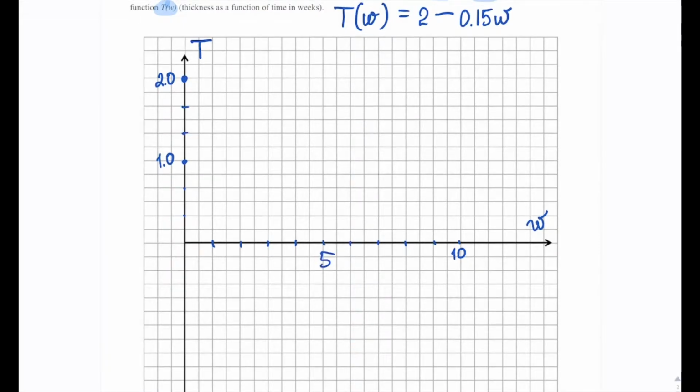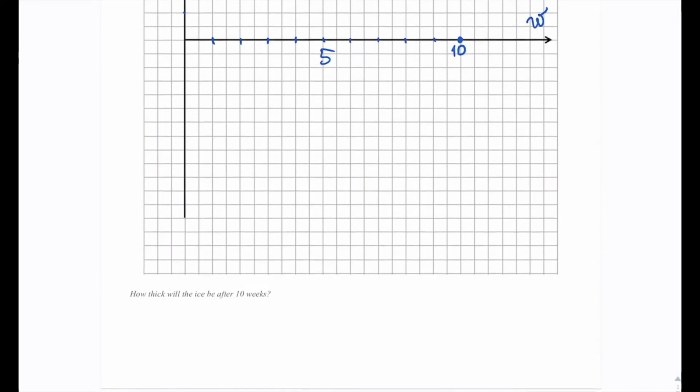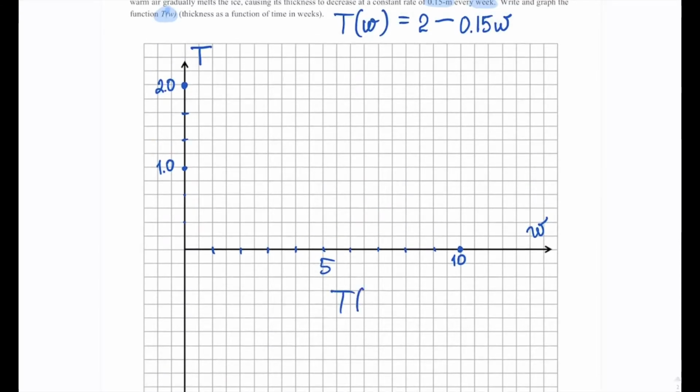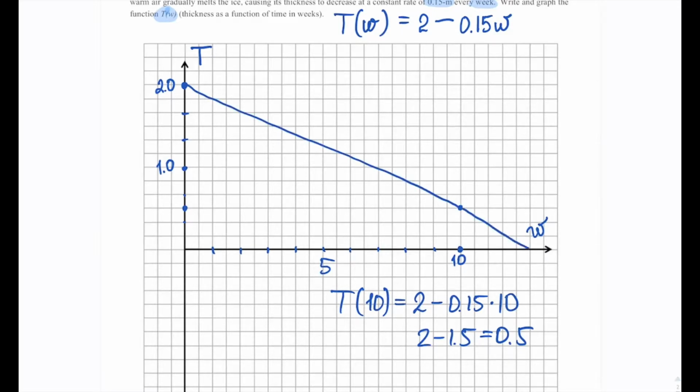So to graph this, I could choose an intermediate point of, I don't know, 1, 2, 3 weeks or something like that. Now, let's go for 10 that they ask us in the question anyway. How thick will the ice be after 10 weeks? Well, let's go ahead and figure out. T of 10 equals 2 minus 0.15 times 10. So that's 2 minus 1.5. It's 0.5. Well, where is the half of a meter? It's right there. So at 10 weeks, it's going to be at this. All right, so then I take a straight edge and do it like that.